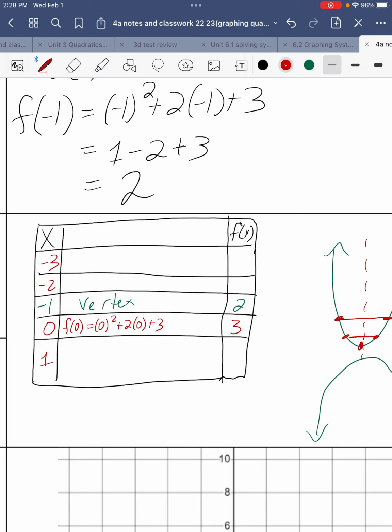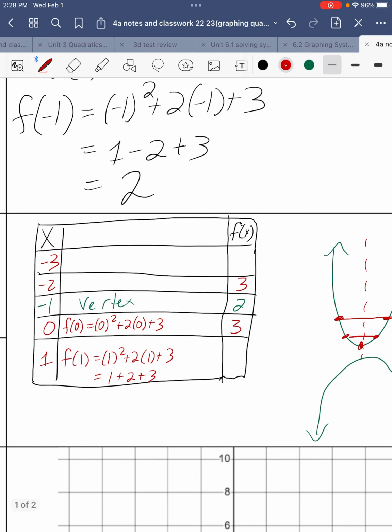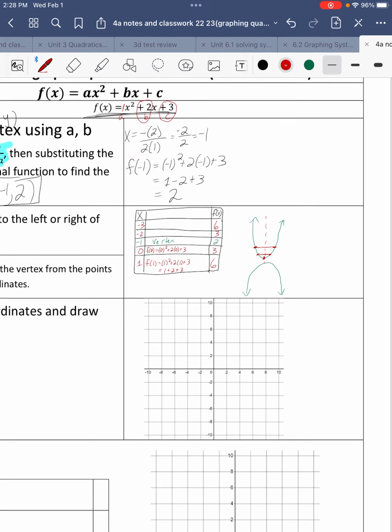So if the x value of 0 gives 3, then negative 2, since that's the same distance from negative 1 on a number line, is also going to be 3. And let's substitute 1 in. 1 squared plus 2 times 1 plus 3. So 1 squared is 1, plus 2, plus 3, so that's 6. And since 1 is 2 away from negative 1, negative 3 is 2 away from negative 1, so that's also 6. So let's plot this point.